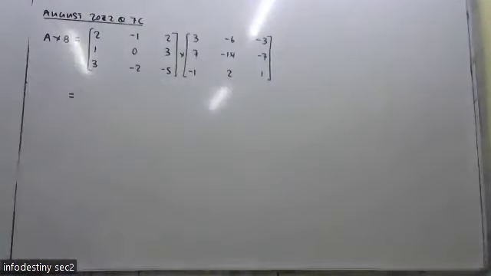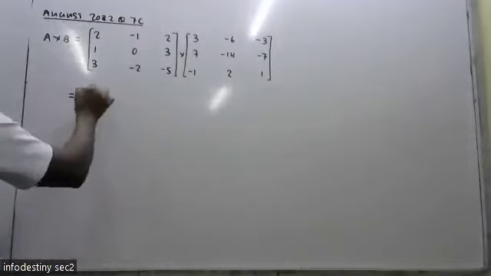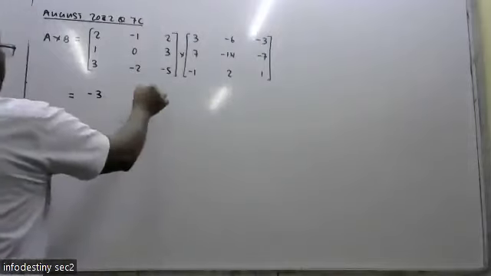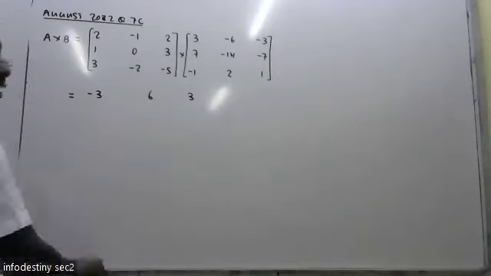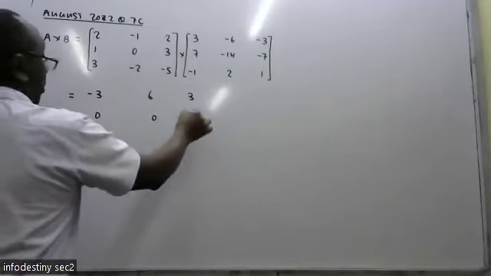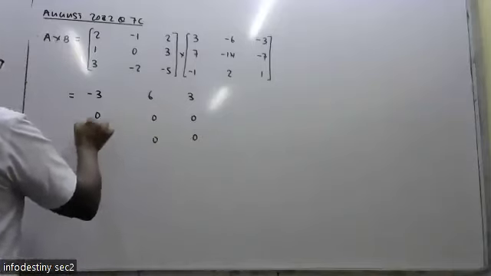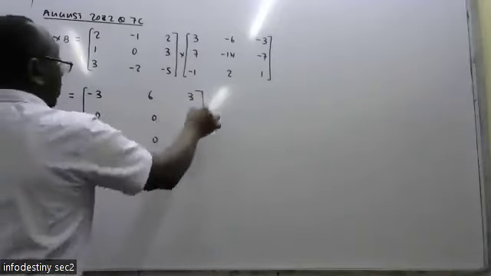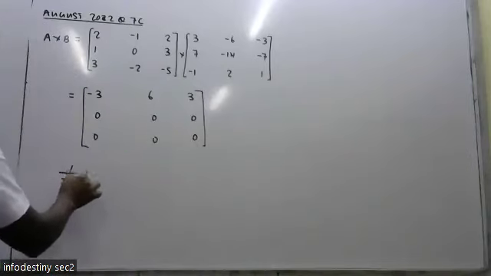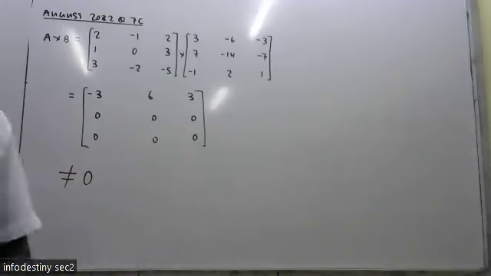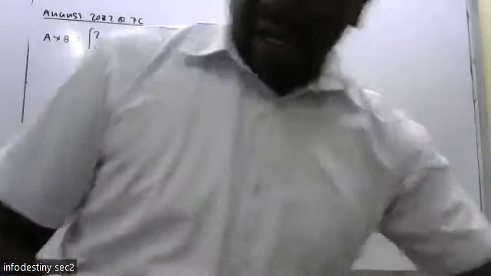So someone has already said the answers as -3, 6, 3, and the others are zeros. Do you agree? Yeah. And therefore, we are able to say it is not equal to what? 0. Si tuko sawa hapo?